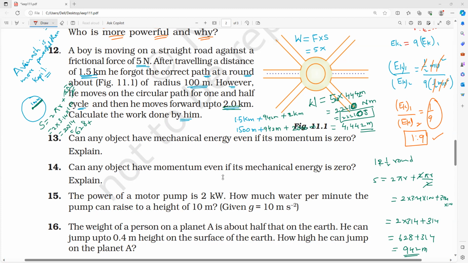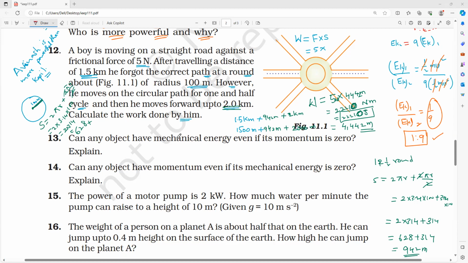So what is happening here? 3 distances. First he is traveling 1 kilometer. Later he is traveling 2 kilometers. And in the middle he is traveling a circular path of radius 100 meters. So circular path means what is the distance formula? Distance equals 2 pi r. But he made 1.5 rotations, which we already studied in chapter 1. So 1 rotation plus half rotation. 1 rotation is 2 pi r, half rotation is 2 pi r by 2, the 2 gets cancelled, pi r. So if you solve it, we'll get the answer.